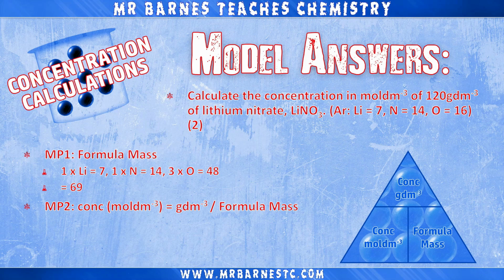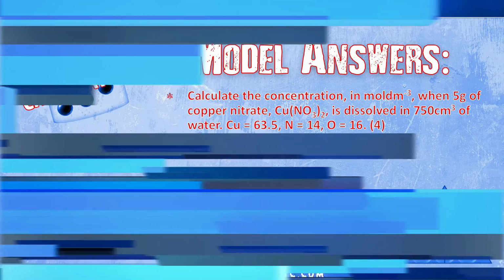The second mark is for conversion, so concentration in moles per decimeter cubed is grams per decimeter cubed divided by formula mass. So 120 grams per decimeter cubed from the question, divided by 69, which we just worked out, giving you an answer of 1.74 moles per decimeter cubed for your second mark. On to the final question then.